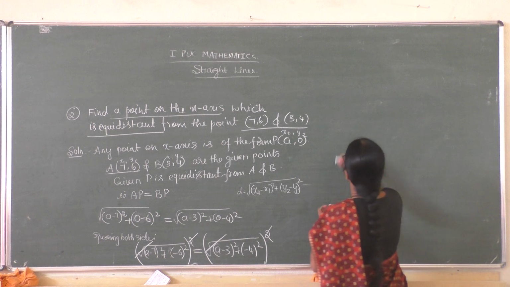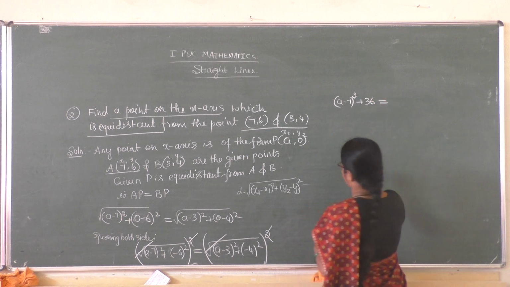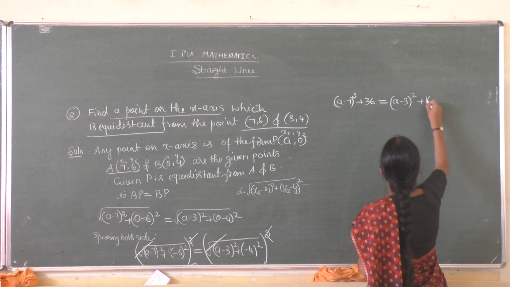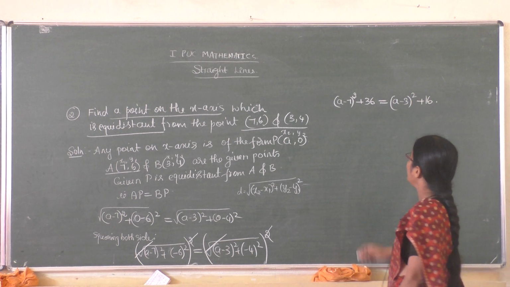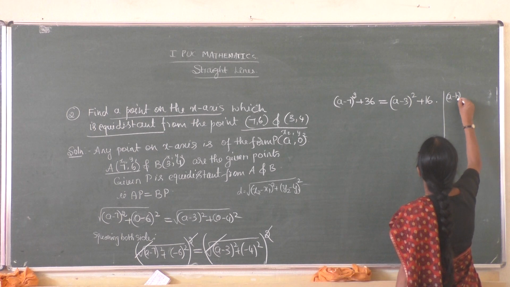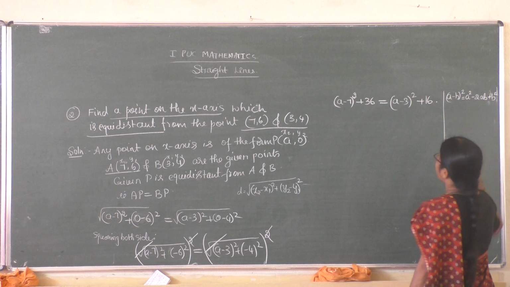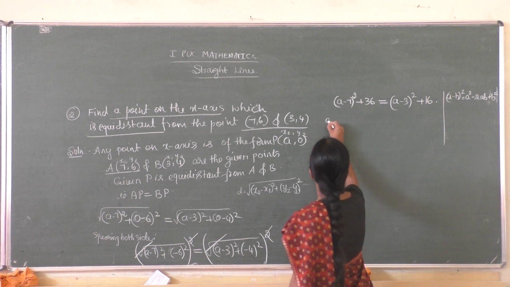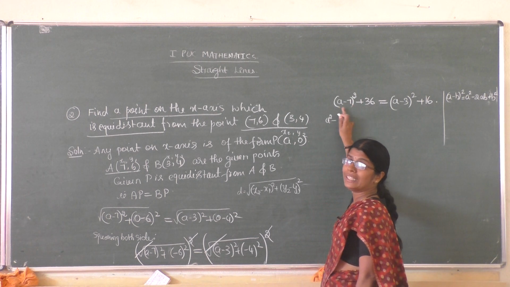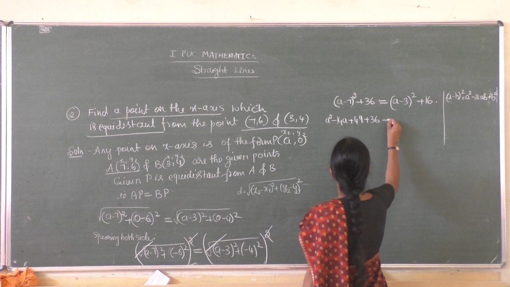(a minus 7) whole square plus (minus 6) square, that is 36, okay, is equal to (a minus 3) whole square plus (minus 4) whole square, that is 16. Now this is of the form (a minus b) whole square, that is a square minus 2ab plus b square. So a square minus 2ab, b is 7, 2 into 7 is 14, 14a plus 49, b square, plus 36.